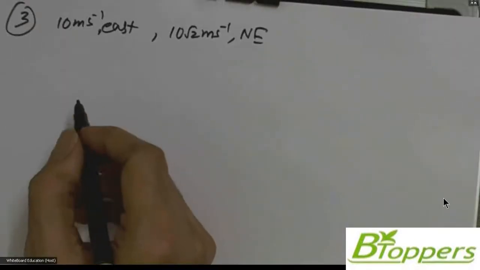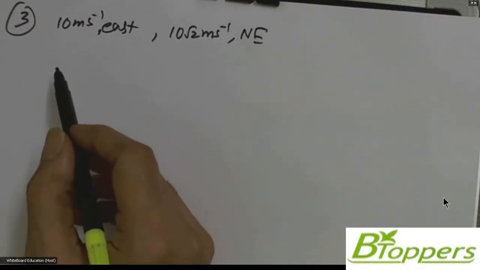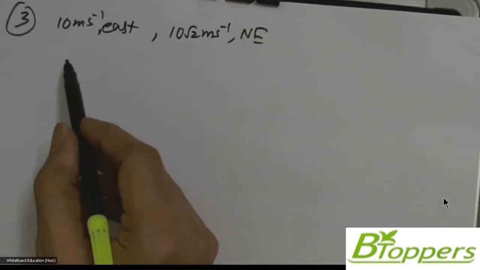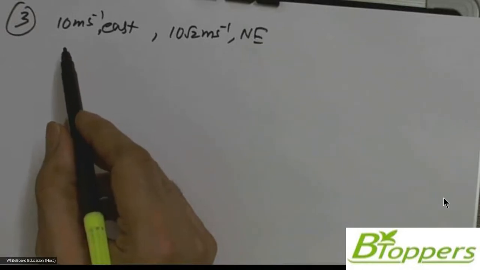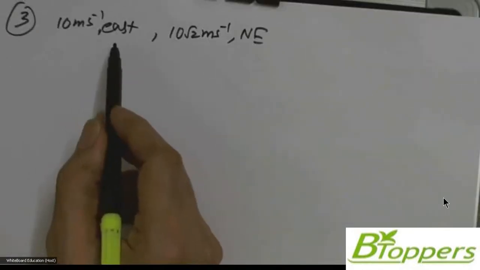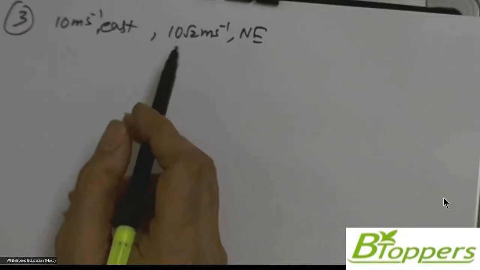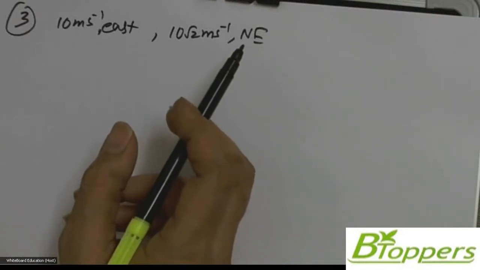So, next I am going to solve the third problem which I have given in the list of the problems on change in velocity. In this problem, you are given that the initial velocity of the particle is 10 meter per second towards east, and the final velocity of the particle is 10 root 2 meter per second towards northeast.